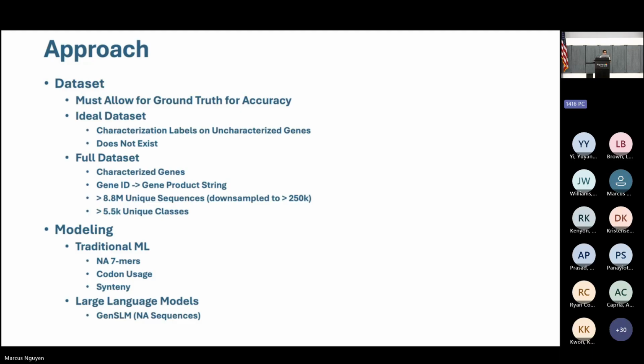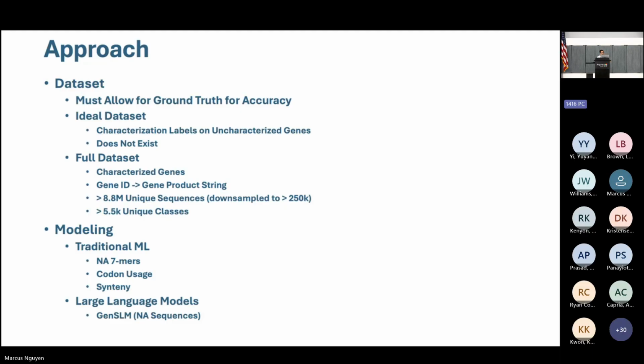The data set we're going to use, in order to calculate accuracy, we need some sort of ground truth. And an ideal data set would be characterized labels on uncharacterized genes. Unfortunately, this doesn't exist. So our data set consisted of characterized genes where we mapped a gene ID to a gene product string that was from BV-BRC. This gave us a total of over 8.8 million genome unique sequences, which were downsampled to about 250,000. And in total was about 5.5 thousand unique classes to train on.